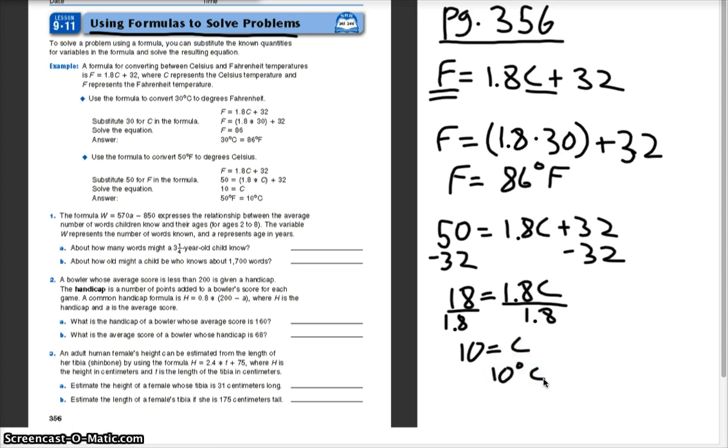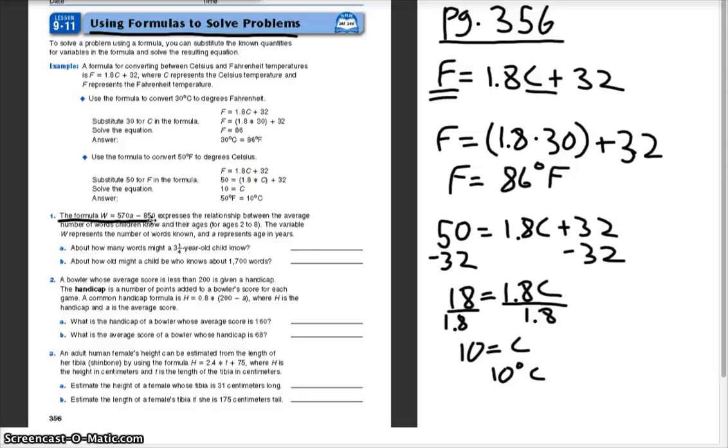Okay? So look at the formulas that you're given. For example, number 1, here is the formula that you use. Make sure you follow the instructions of what they give you. Do they give you W or do they give you A? And which one are you trying to solve? And then making sure that you do correct algebra work.